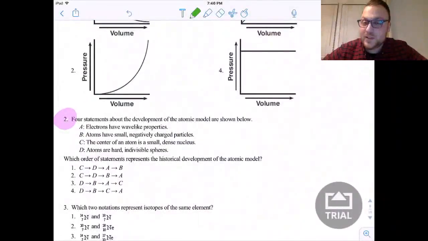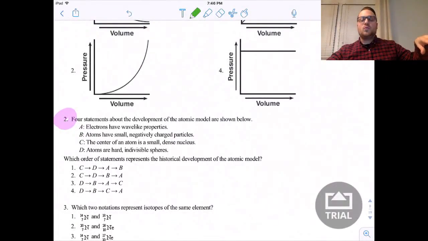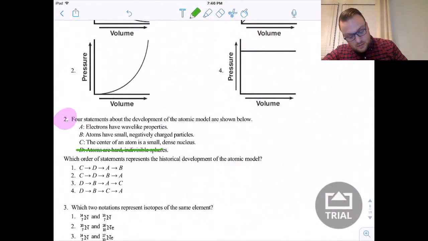If you see anything with atomic history, say to yourself, the first discovery is probably the simplest discovery. And the simplest discovery should be D. I wanted to highlight that. The simplest discovery should be D.